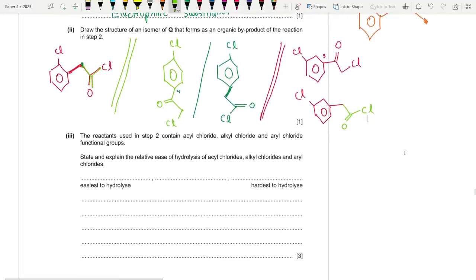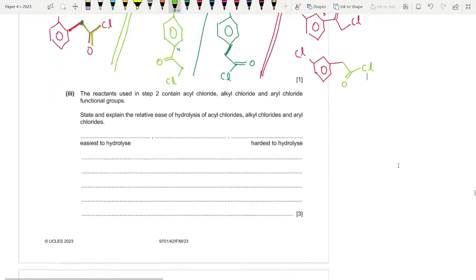Tricky question. The reactants used in step 2 contain acyl chloride, alkyl chloride, and aryl chloride functional groups. State and explain the relative ease of hydrolysis of acyl, alkyl, and aryl chlorides. Guys, acyl chlorides are the easiest to hydrolyze. Meanwhile, on the other hand, aryl chlorides don't hydrolyze at all. And alkyl chlorides fall in the middle. So what's the logic behind this? Let's try to explain.